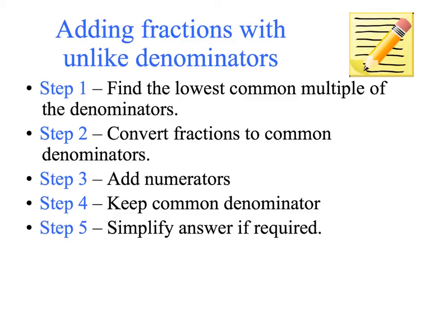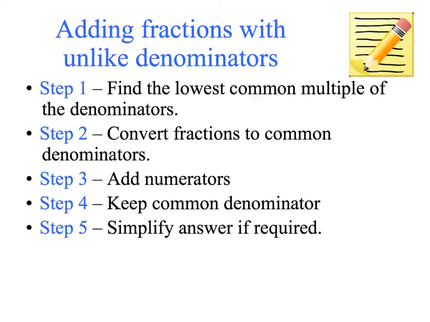Now we've looked at that in term 1. So we just need to remember back to finding the lowest common multiple. So the number that is the thing they have in common, okay? The one that they can both be multiplied to. And sometimes that means just multiplying the two denominators together. Step 2 is to convert fractions to the common denominators. So this is the tricky bit.